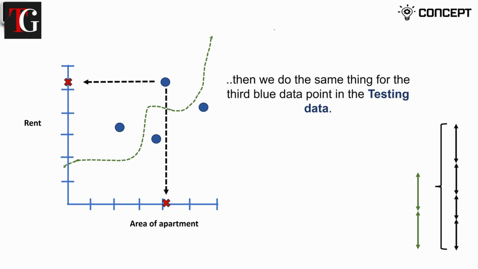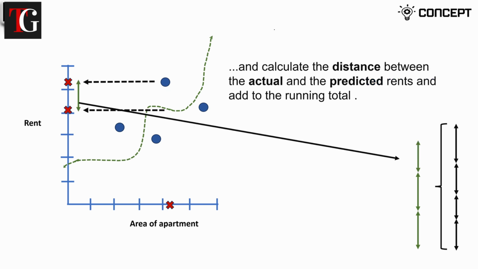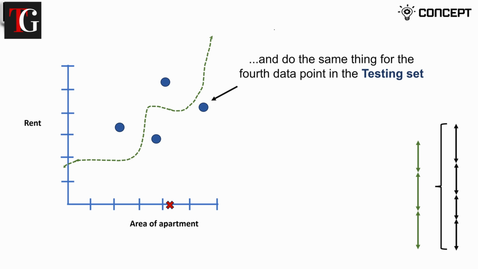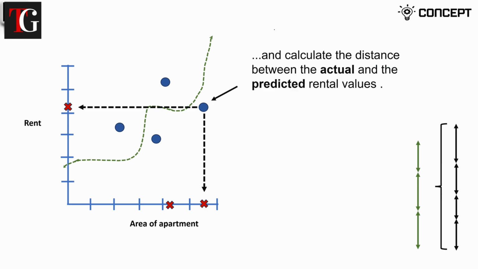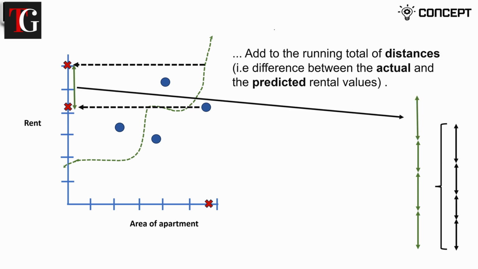And then we do the same thing for the third data point in the testing data, and calculate the distance between the actual and the predicted rents and add to the running total. And do the same thing for the fourth data point in the testing data, and calculate the distance between the actual and the predicted rental values, and add to the running total of distances, that is the difference between the actual and the predicted rental values.